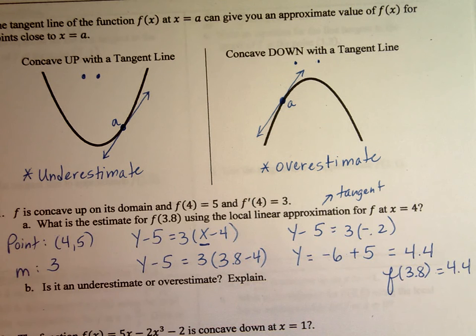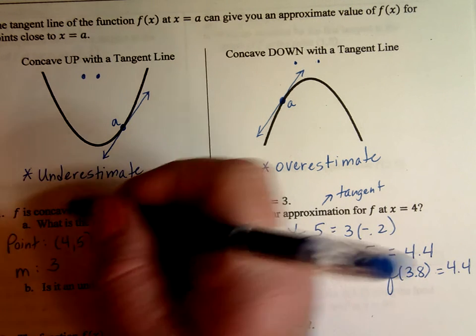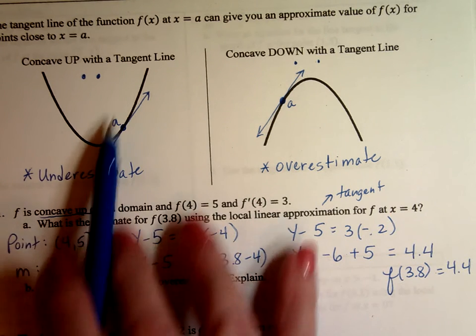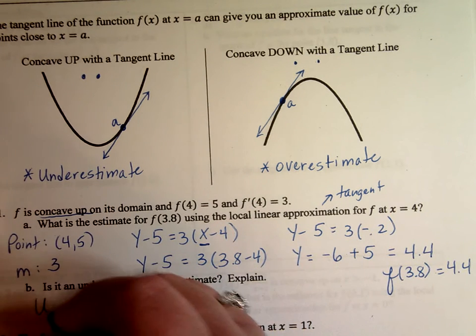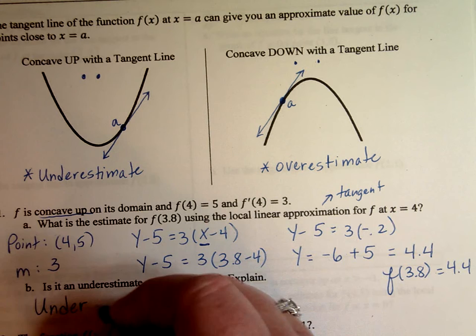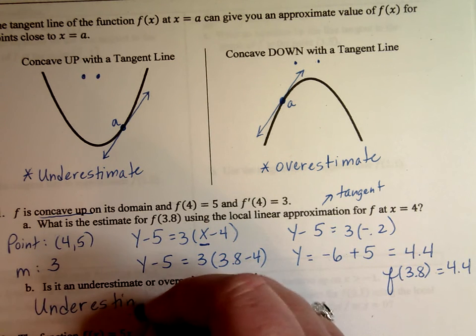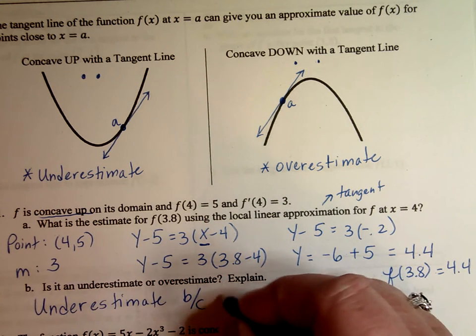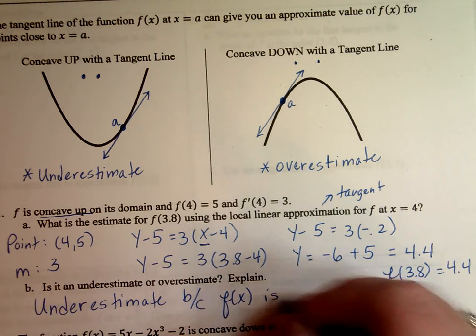All right, then it says, is it an overestimate or an underestimate? So go back to the wording of the problem. They gave it away right here. They said it's concave up. You say, all right, well, if you're concave up, you're an underestimate. So we say there's an underestimate. And they want an explanation because f of x is concave up.